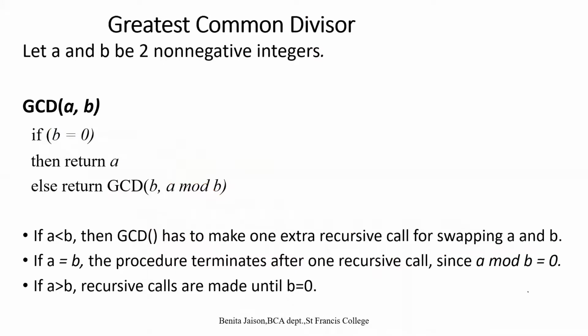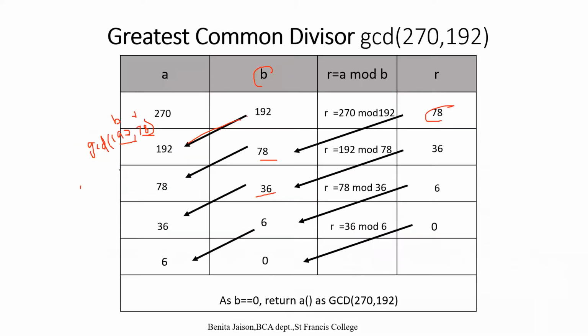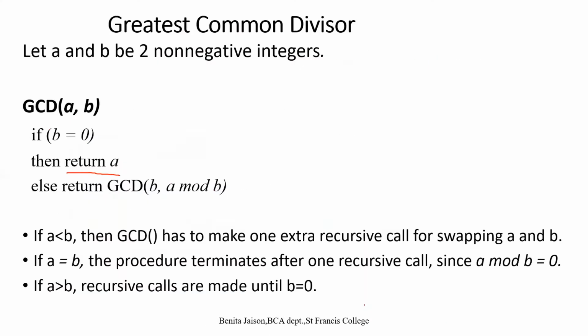We will see now how this algorithm works. Let A and B be two non-negative integers. GCD of A comma B is given as: if B is equal to 0, then return A. That much big program, we are doing it in two simple lines. If B is equal to 0, return A. This was the step which we did in the last step. If B equal to 0, return A as the GCD. That is the only thing which we are writing now. Return A means it will return back to the main and it will be printed as the GCD of the two numbers A and B.